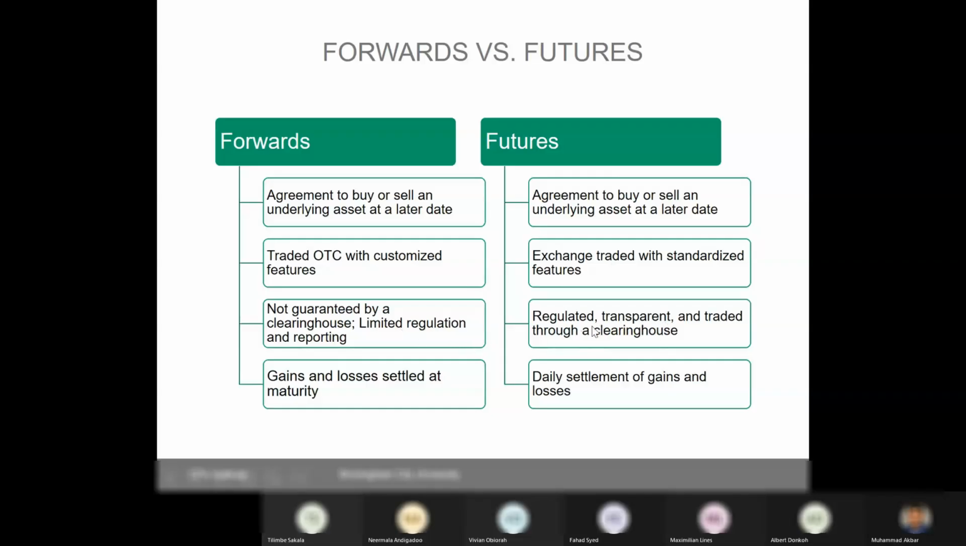The futures markets are more regulated, more transparent, and they have a clearinghouse function also. Then the gains and losses of forwards are settled only once at maturity, but in futures, the gains and losses are settled on a daily basis. There are no margin requirements for forward contracts. There are margin requirements for futures contracts. So these are the differences between futures and forwards that we have discussed so far.